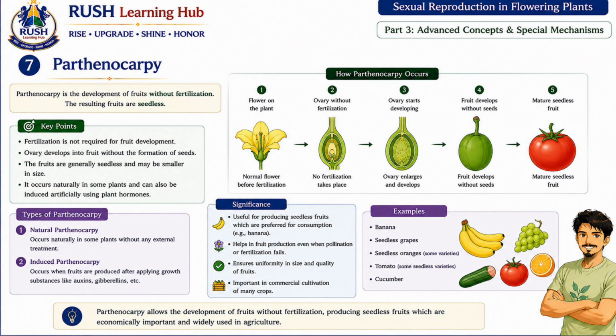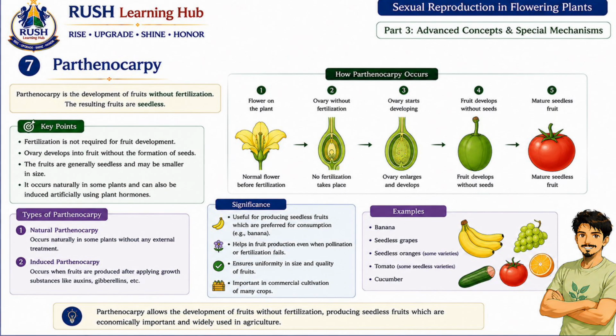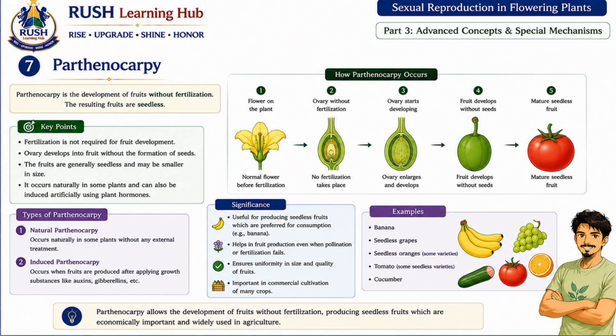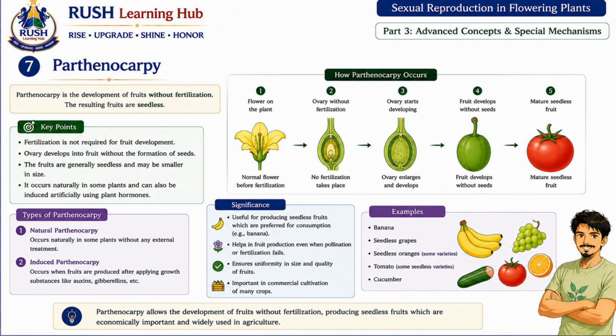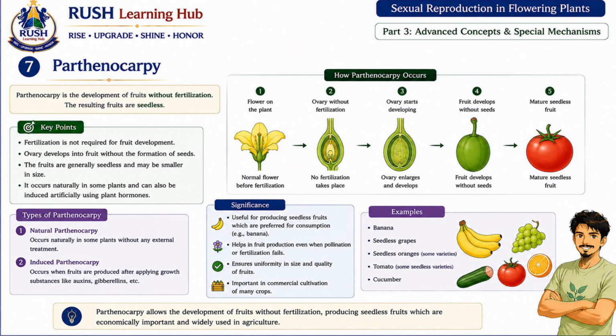Let us understand this process step by step. Initially, a flower develops normally and contains an ovary. Under normal conditions, pollination and fertilization lead to seed formation and fruit development. But in parthenocarpy, the ovary begins to grow and develop into a fruit without the formation of seeds because fertilization has not occurred. Therefore, the mature fruit produced is seedless.